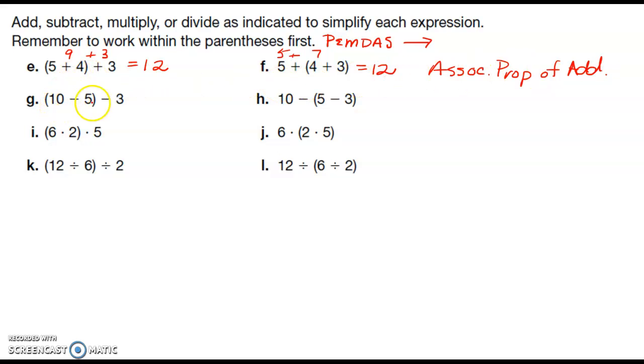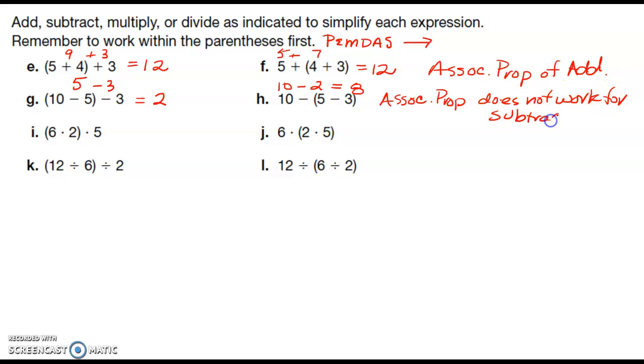Okay. 10 minus 5 is 5, minus 3 is 2. Here we have 10 minus 5 minus 3, which is 2. This equals 8. So what they're showing you here is that the associative property does not work for subtraction. You can see we did the same thing in E and F. We just moved the parentheses, but subtraction works a little bit different. So associative property does not work for subtraction.